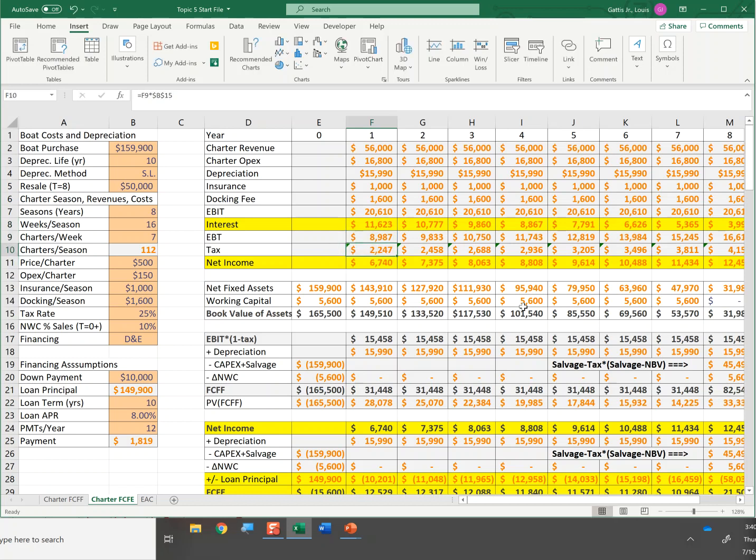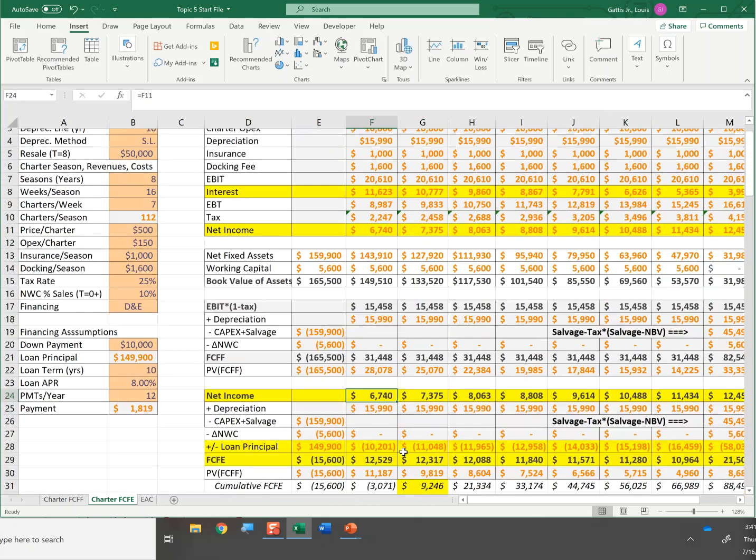So my earnings before tax was $20,000. My earnings before interest and tax is $20,000. My earnings before tax is only $8,000, which means my net incomes are much lower. But on the flip side, I don't have to put as much money out up front. So let's see what I did for that. So there's my net income.